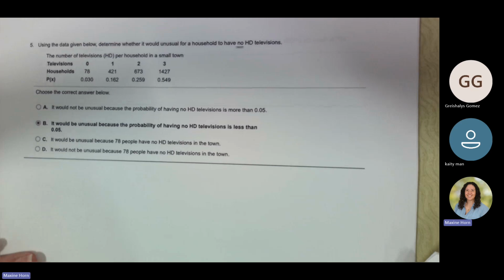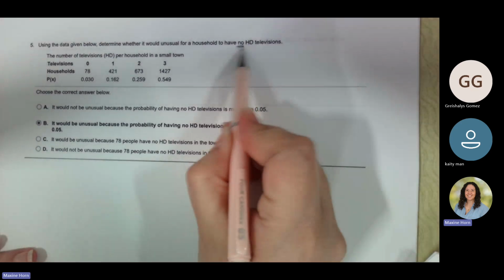All right. Number 5, using the data given below, determine whether it would be unusual for a household to have no HD televisions. Okay, so they're giving us the number of televisions in a house in a small town, and the corresponding probabilities. So they're giving us both the frequencies and the probabilities. They want us to determine whether it would be unusual for this many televisions. Sorry. Oh, okay, there you go. Hopefully now you can see that. Sorry about that.